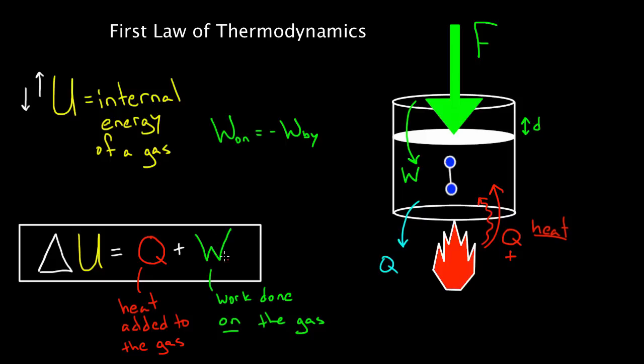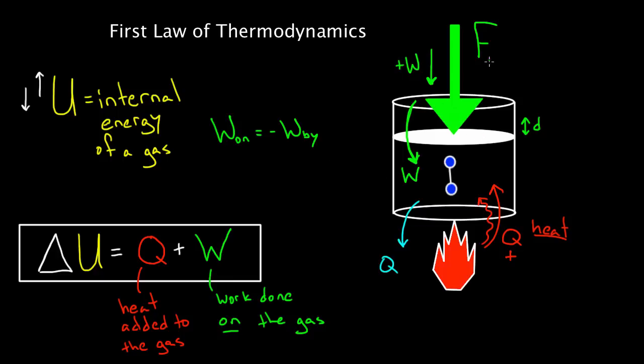How about work? This is work done on the gas. How do you know if this is positive or negative? Well, if you're pushing the piston down, well, it doesn't matter. If the piston moves down, whether you're pushing it or not, work is being done on the gas. So this is positive work done. If the piston's moving down, positive work is being done on the gas. That means energy is entering. That's a positive value for W.